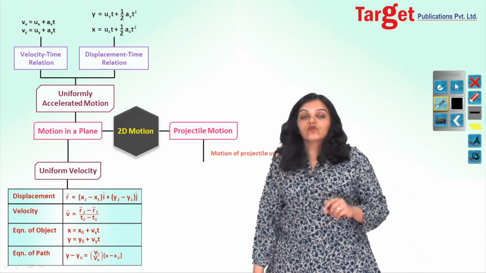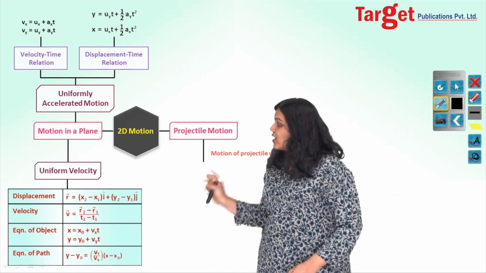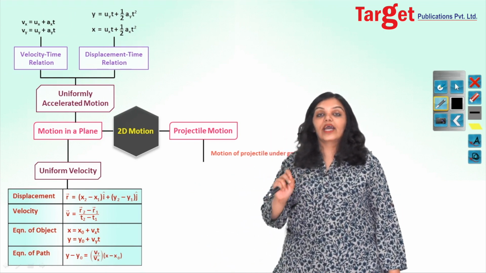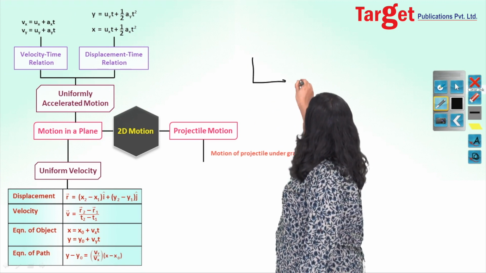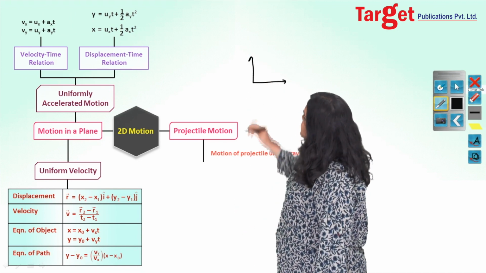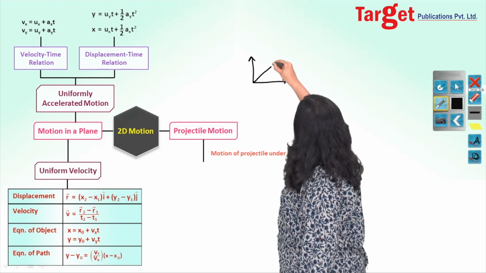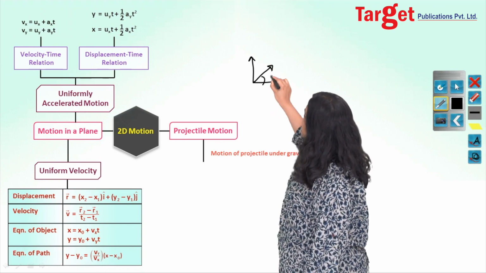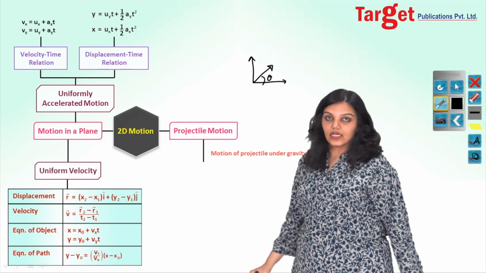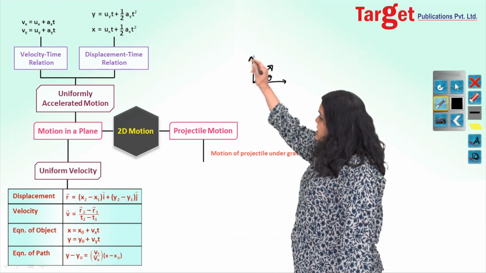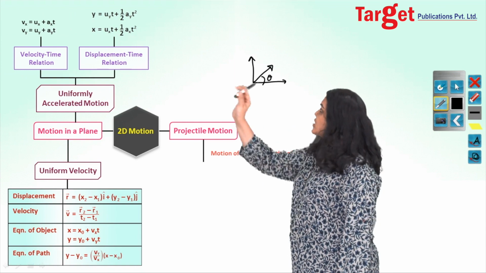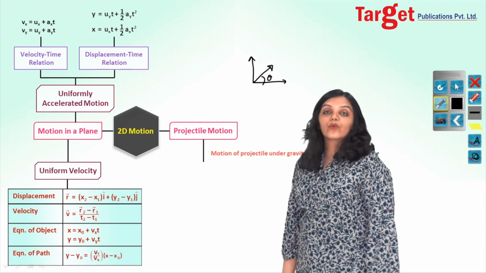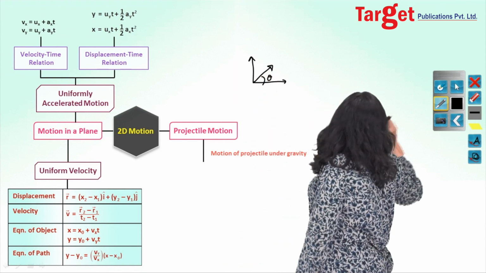Now, under projectile motion, there are two types. The first one is projectile motion where you have an angular projection. And what do you mean by an angular projection? Angular projection means that you have projected something with a velocity at an angle to the x-axis. This is known as angular projection, where the velocity of the object which you have thrown or projected is at an angle with the x-axis. So this is known as angular projection.